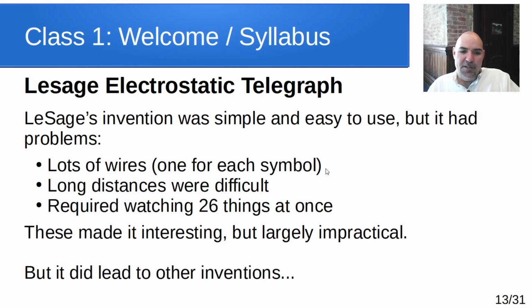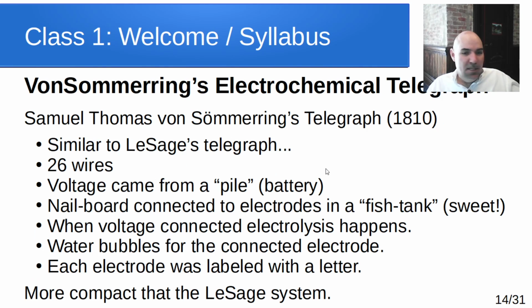Okay, so moving ahead in history a little bit, this did lead to other inventions. The next invention is by a guy named Samuel Thomas von Sömmerring. He was German. And in 1810, he invented this thing called the electrochemical telegraph. And it was similar to Lesage's telegraph, meaning that it had 26 wires.